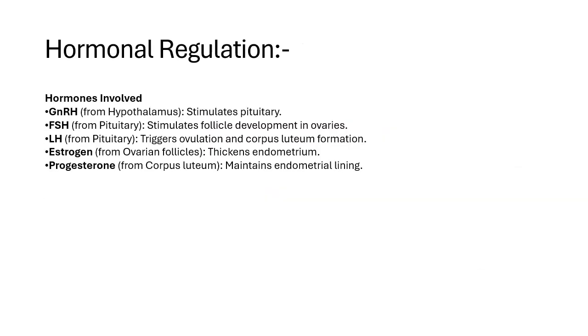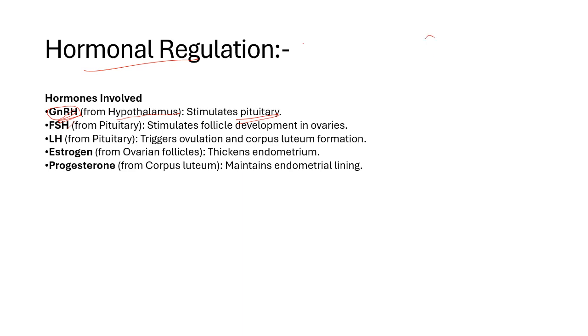Now we'll see hormone regulation in the female reproductive system. The hormones involved are GnRH, that is gonadotropin releasing hormone, then FSH, follicle stimulating hormone, LH, luteinizing hormone, estrogen and progesterone. We'll see one by one how this works. Generally from the hypothalamus this gonadotropin releasing hormone is secreted. Now this hormone stimulates the pituitary gland.